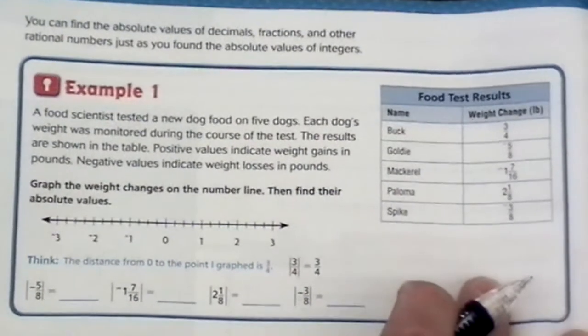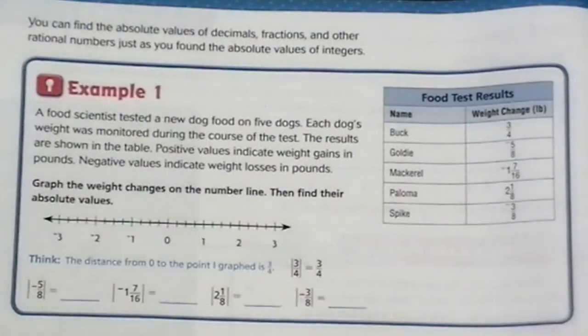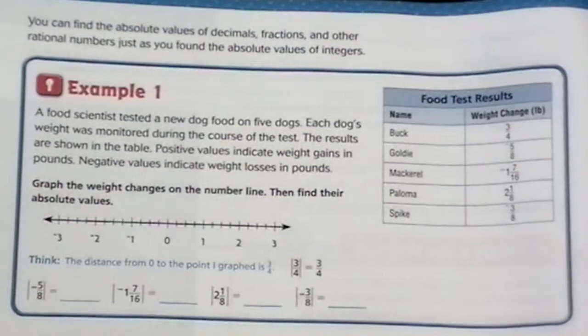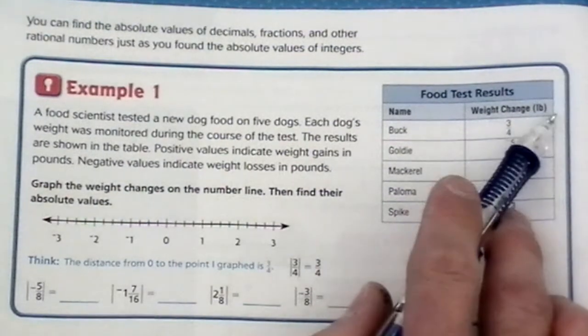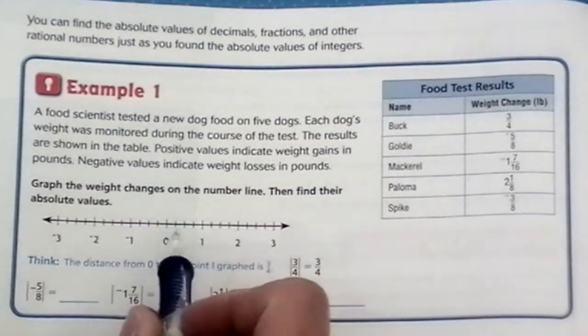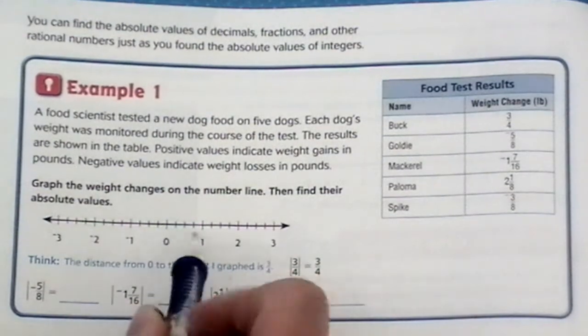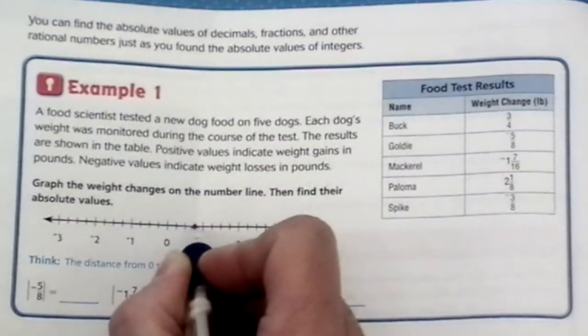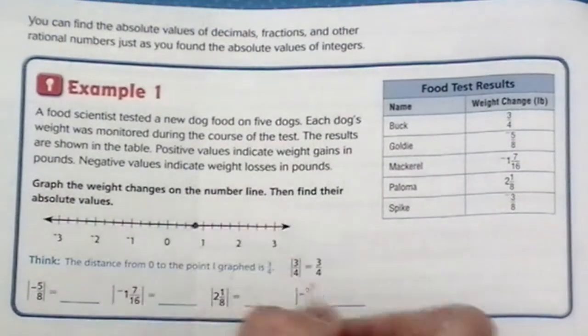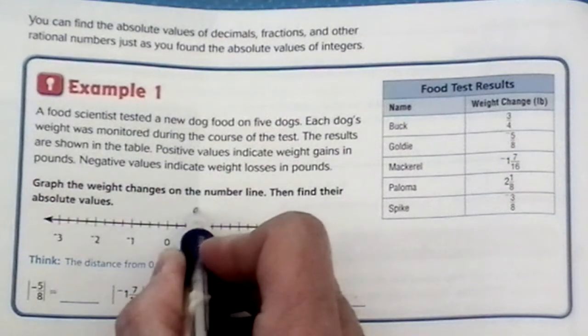All right, I don't want to lose where I'm at here. Okay, so Buck. The weight change for Buck was 3/4 of a pound. I know that 3/4 of a pound is somewhere between 0 and 1. And it looks like I've got 4 intervals here, so I'm going to count over to 3/4. And I'm going to label this with a B for Buck.